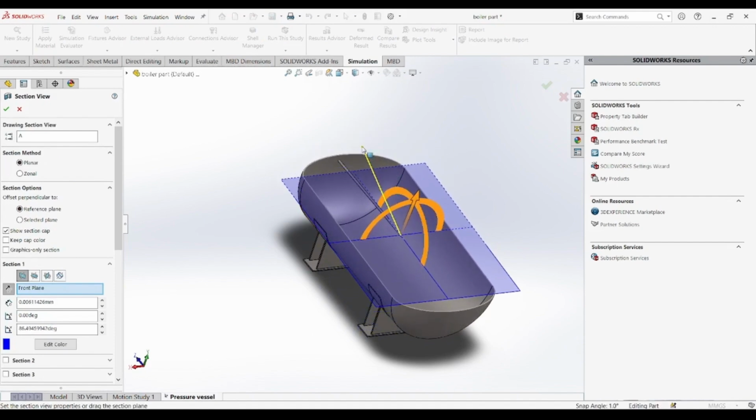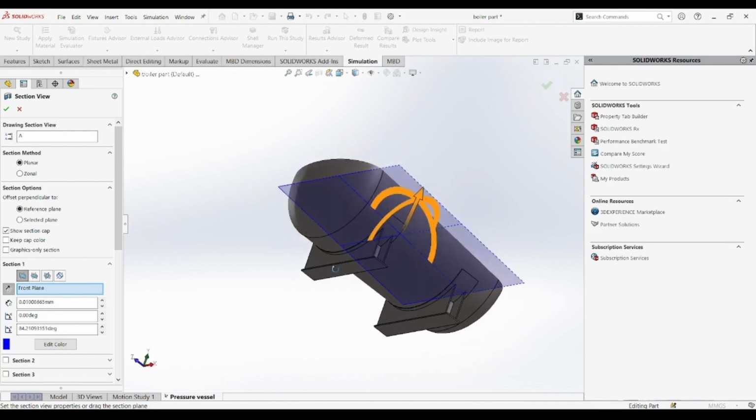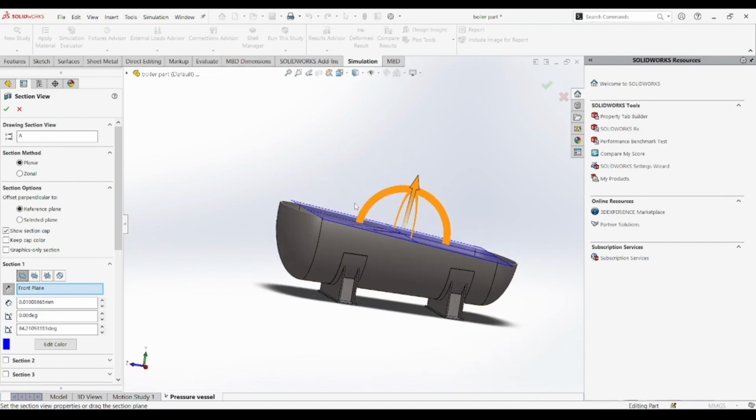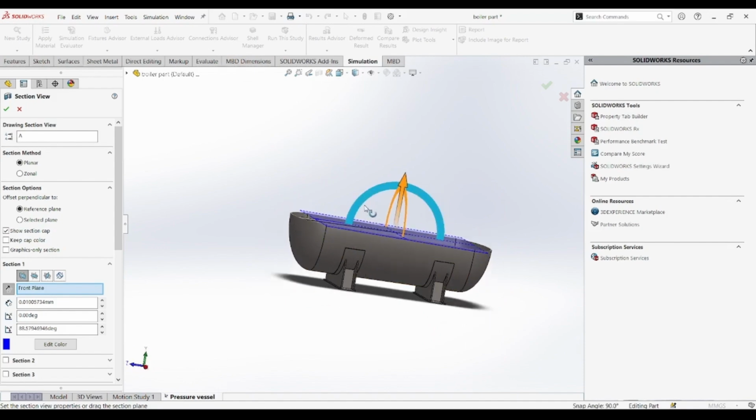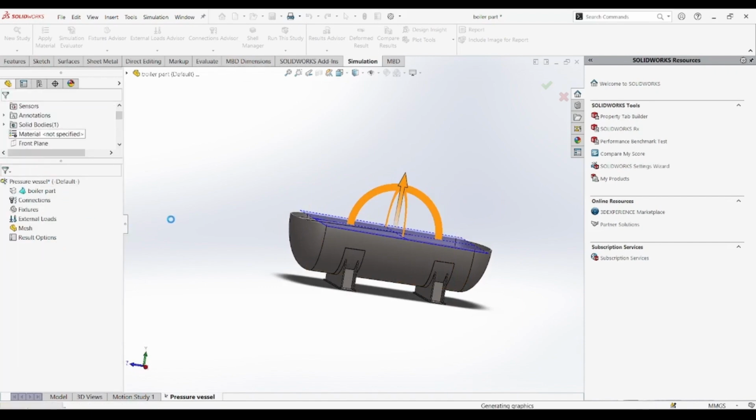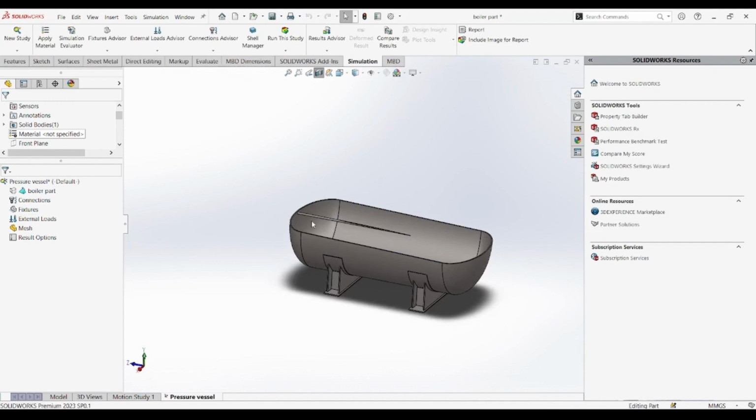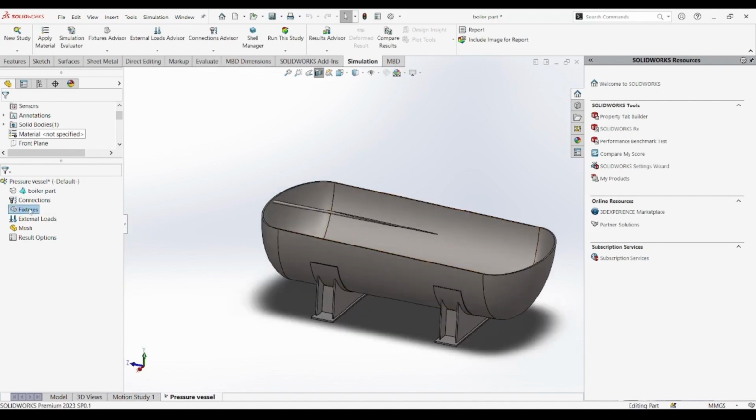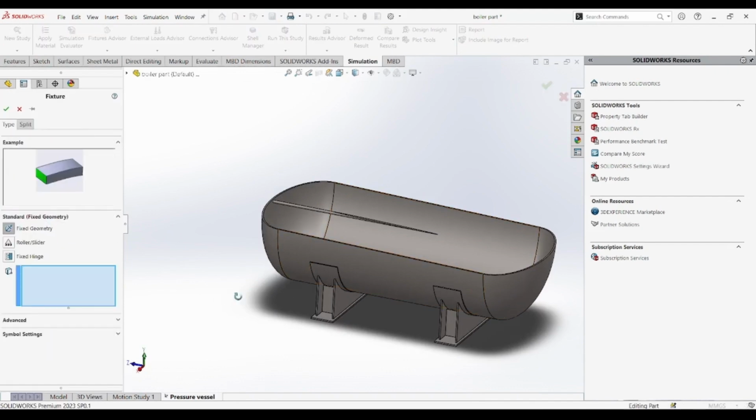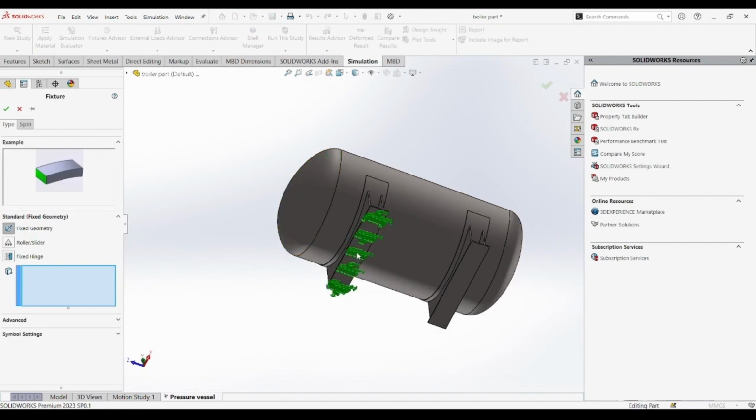A uniform internal pressure is applied to simulate operational conditions, while external constraints are set at base supports or mounting points to prevent unrealistic movement. Additional loads, such as external forces, self-weight, and thermal effects, may also be considered depending on the application. Using the static module, the simulation is executed to compute stress, strain, and displacement results.